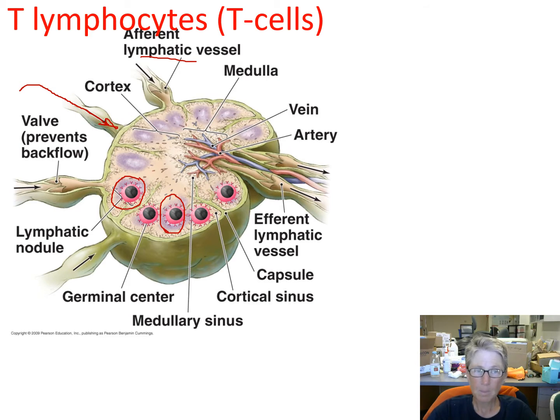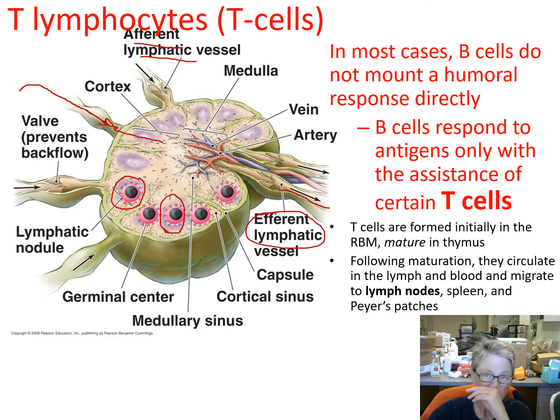And as the lymph percolates through the cortex, it goes in an afferent lymph vessel, so it's going toward the lymph node, and then an efferent lymph vessel will take it back out into the lymph system, and then eventually it will get back into the blood because it's fluid.